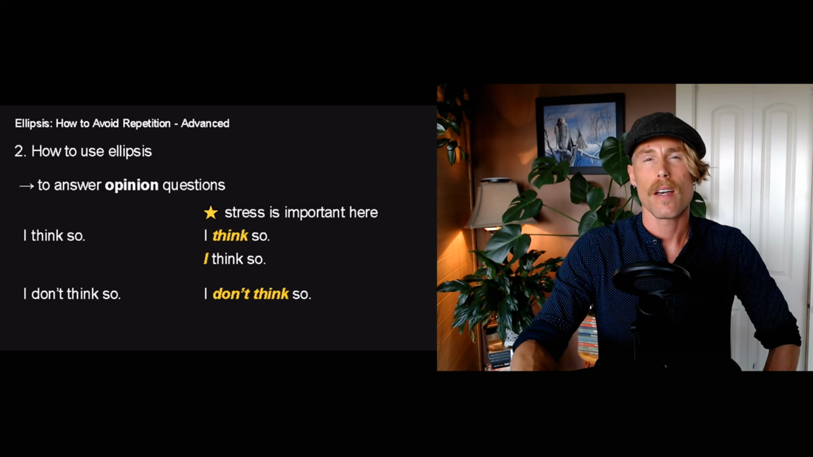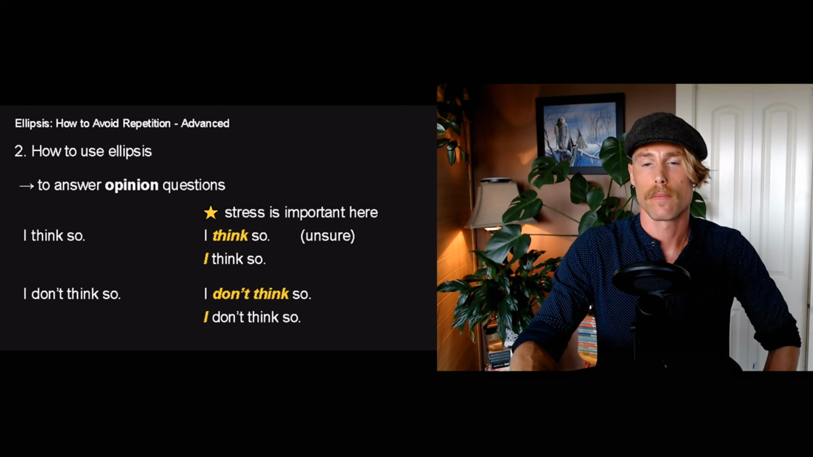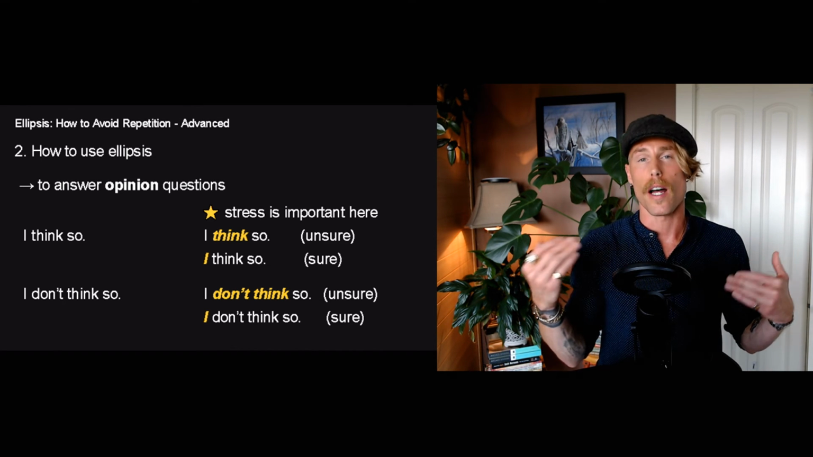How about "I don't think so"? "I don't think so." Okay, there's a big difference between those. "I think so" is unsure. "I think so" is sure. "I don't think so" is unsure. "I don't think so" is sure. This means certain or uncertain.